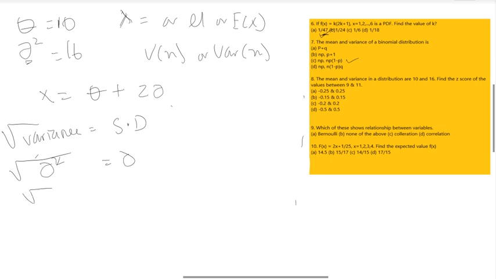So that's going to be what? Root 16 is equal to our standard deviation, and then we have 4 is equal to our standard deviation. Now that I've gotten this, this is our formula that we are using, right? They say we should find the z-score of the values between 9 and 11, which means that we have two values, which means we are looking for two z-scores. The first one is when x is equal to 9, and the second one is when x equals 11.